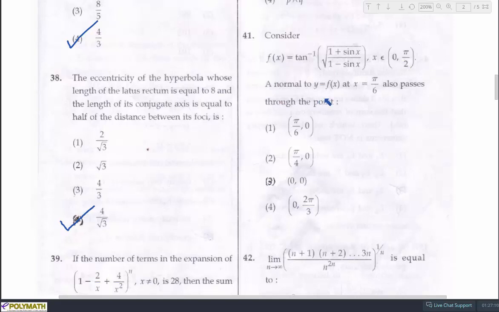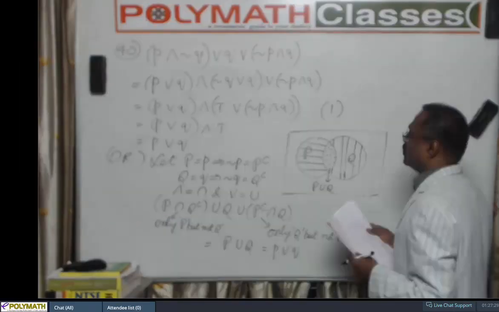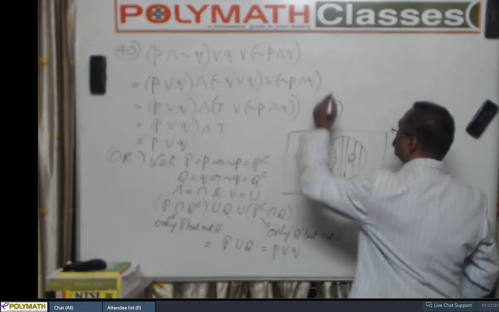A normal to y equal to f of x, that is to this curve, at x equal to pi by 6 also passes through the point. So you have to write the equation of the normal in this case. Okay? So let us say this. 41. Question number 41.